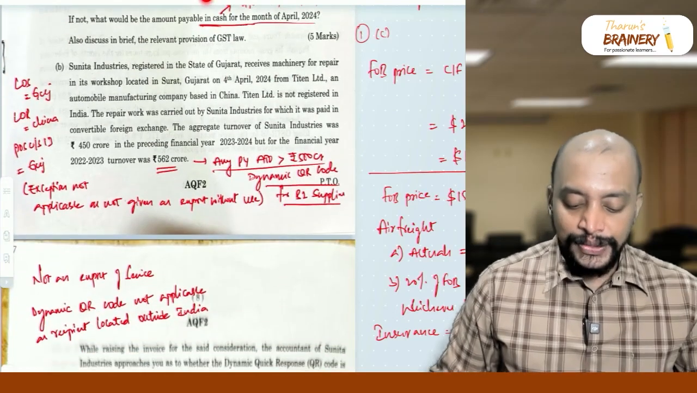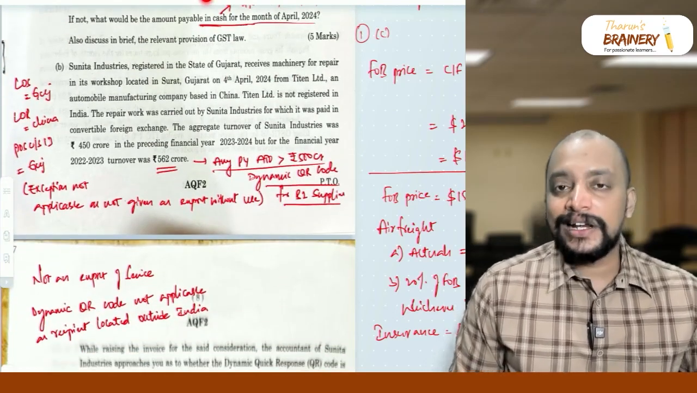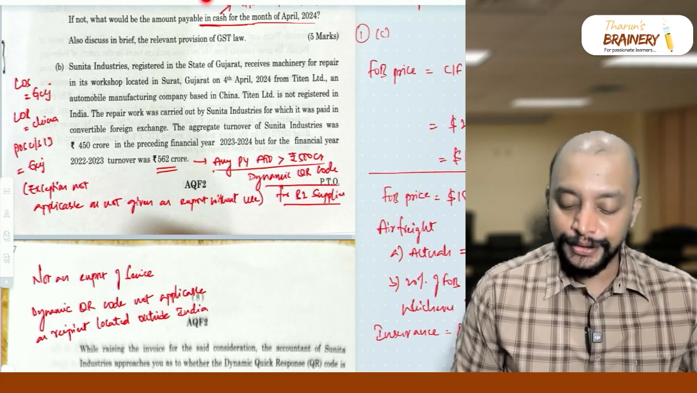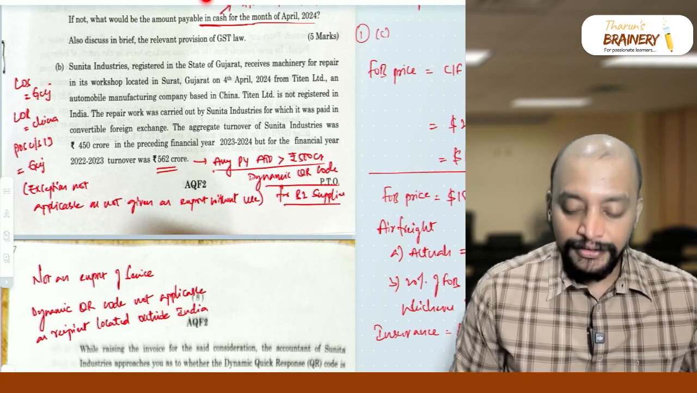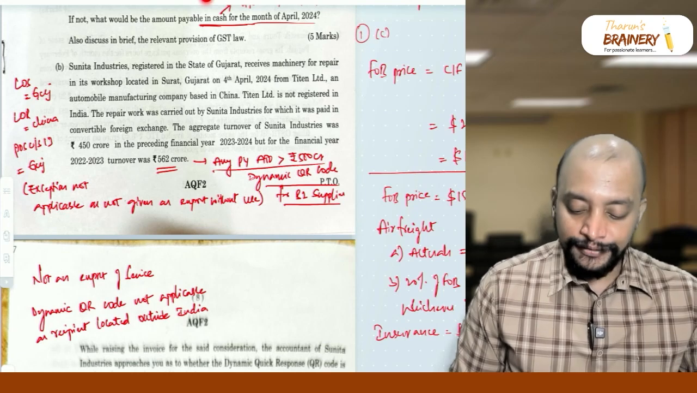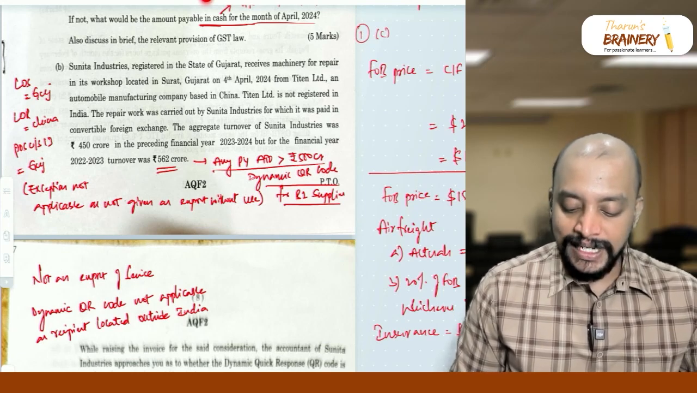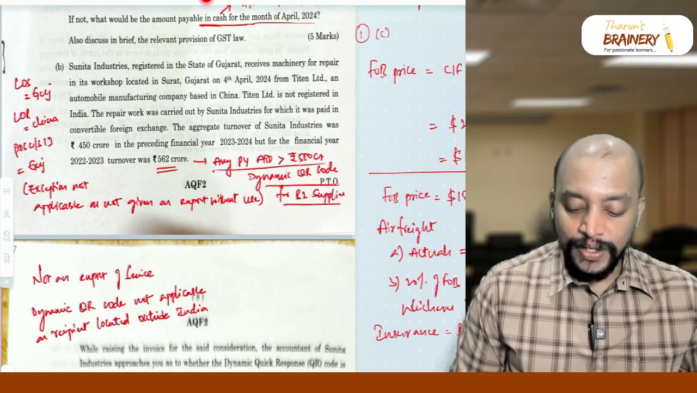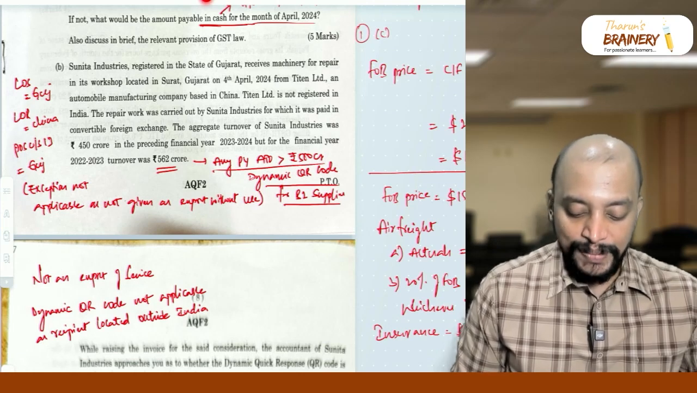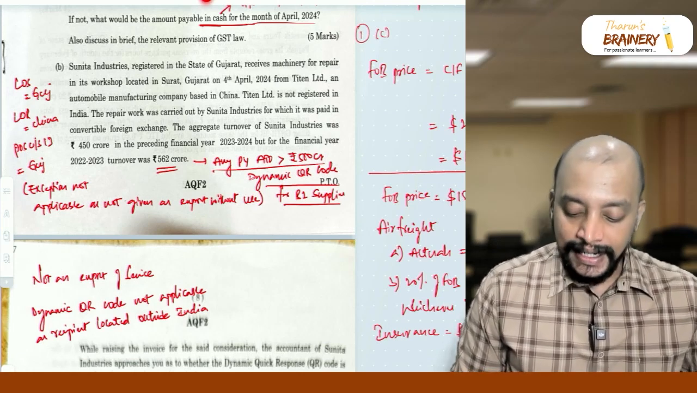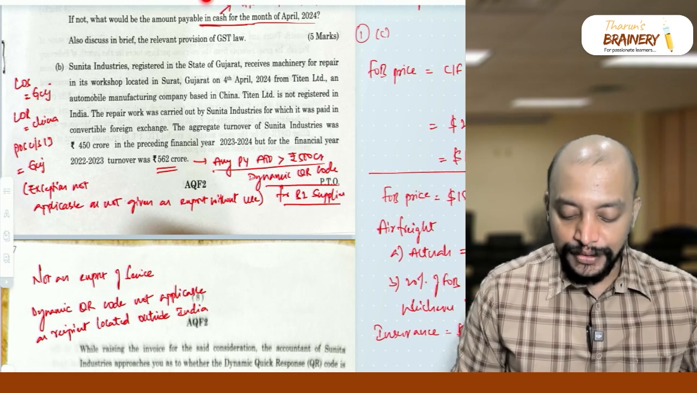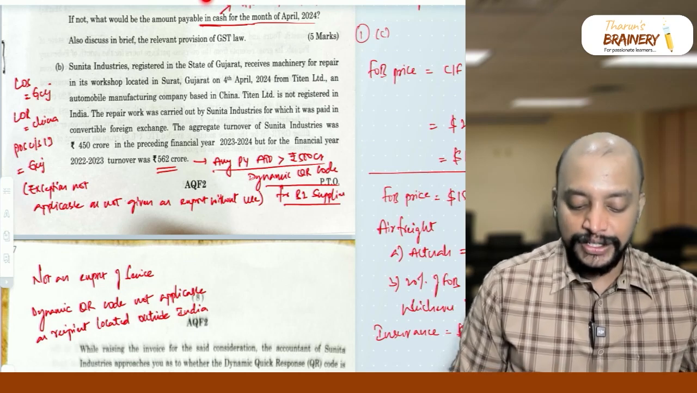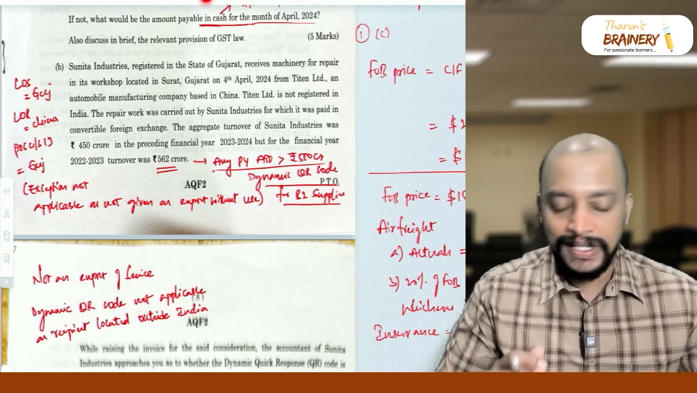Then the B part. Sunita Industries, registered in the state of Gujarat, receives machinery for repair in its workshop located in Surat, Gujarat. This is import of machinery for carrying out repairs. An automobile manufacturing company based in China is importing, and the repair work was carried out by Sunita Industries, for which it was paid in convertible foreign exchange. The aggregate turnover of Sunita Industries was 450 crores in the preceding financial year, but for the financial year 22-23 it was 562 crores.